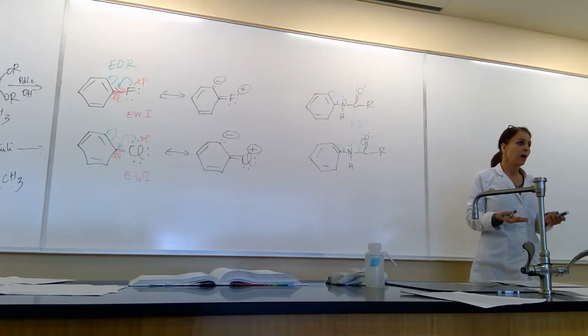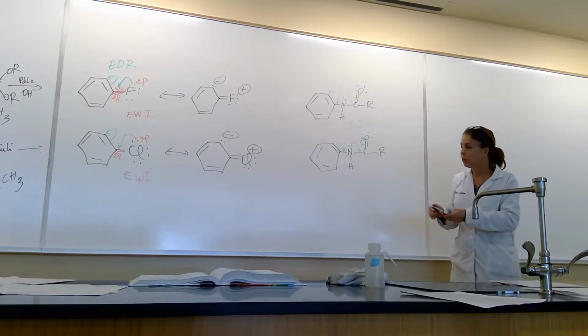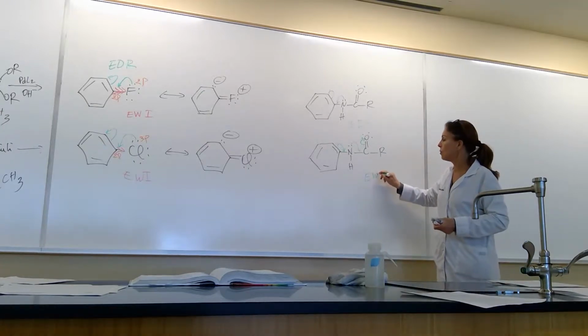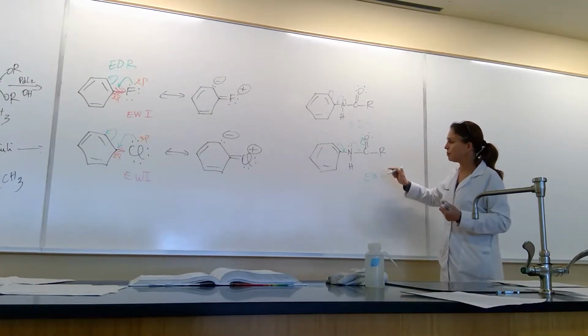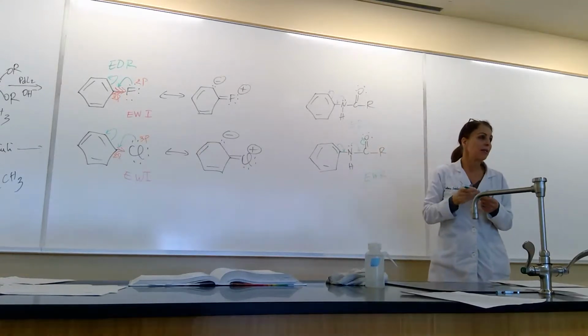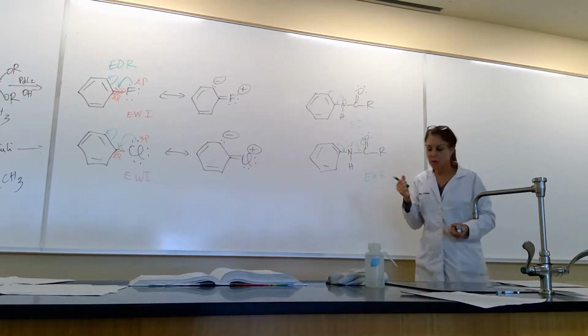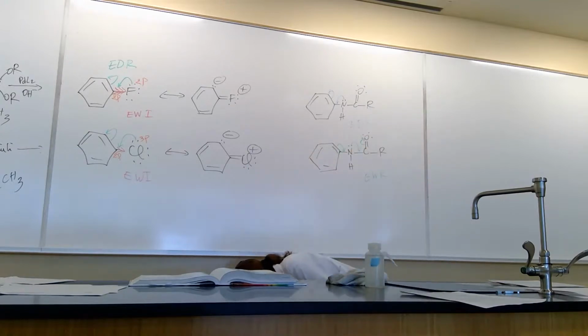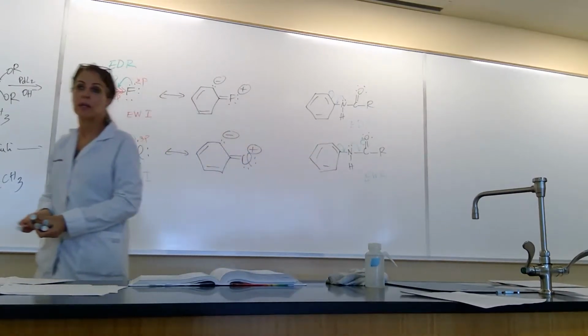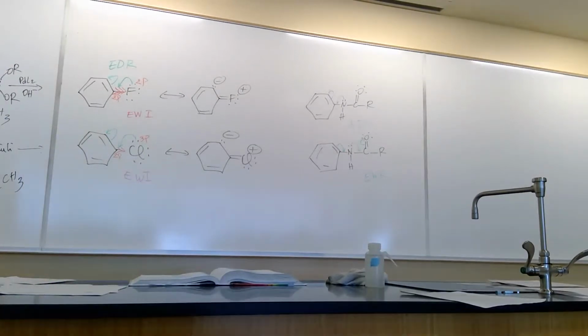The question is, which one is stronger, the withdrawing or the donating? So this is electron withdrawing. That's what makes it kind of low on the activity, okay? So you will have some substituents that are both electron donating and electron withdrawing, and you have to try to explain by writing all the resonance forms. Is that clear? Yes. Okay, one last example.